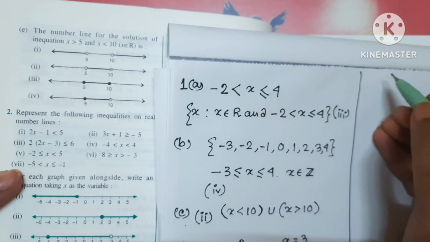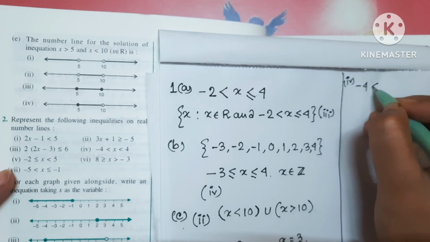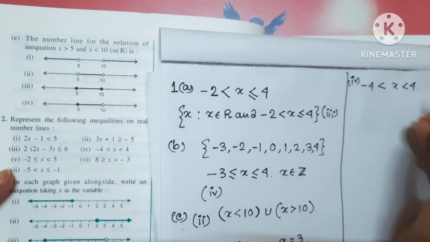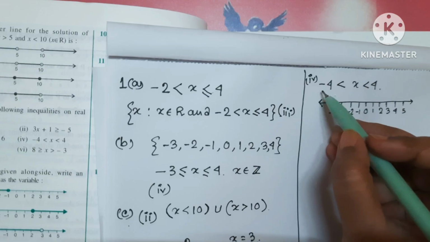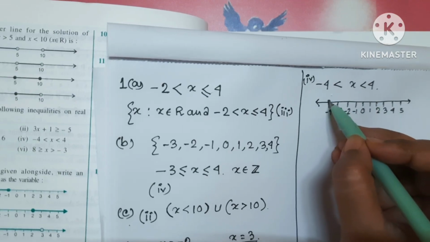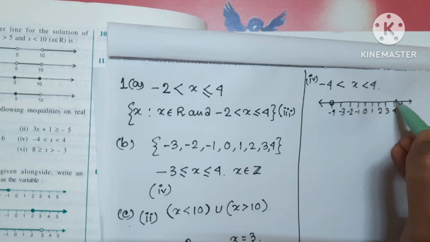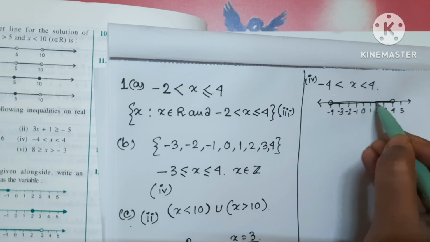Question number 4 under 2. Minus 4 is less than x less than 4. If you draw the number line, what will it be? Minus 4 is less than x less than 4. That means you have to draw a hollow circle here and a hollow circle there, and now you have to connect them.